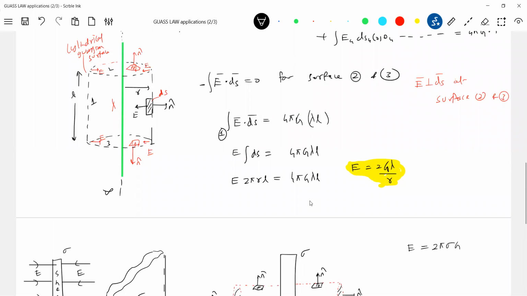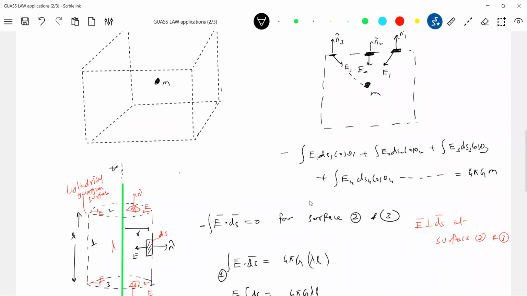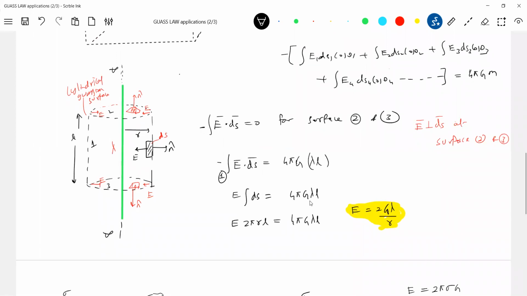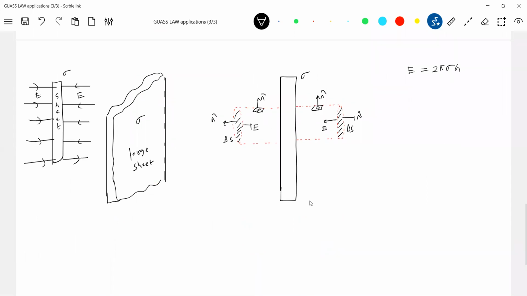The negative sign I'm forgetting because in electrostatics we don't use it. Or you can show that E bar negative means it will be towards the center. That's the meaning of that one. E bar dot ds. Yeah. Let's come to this one.